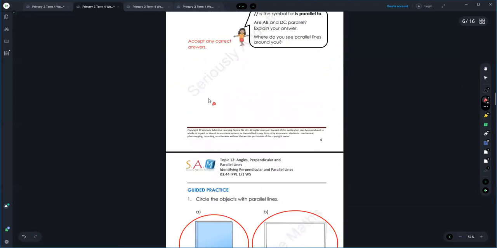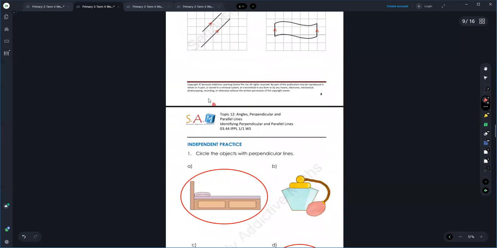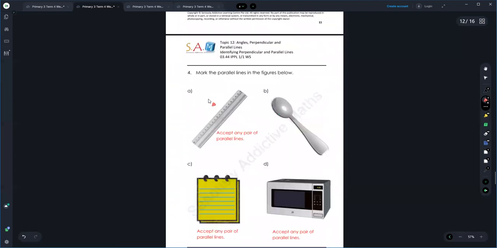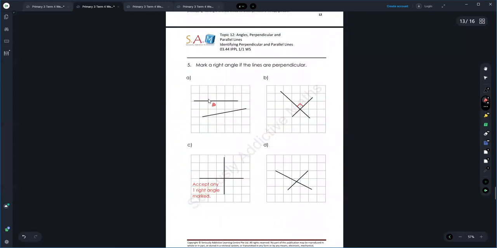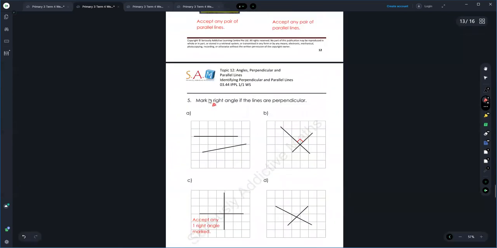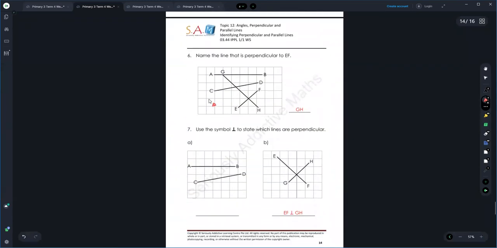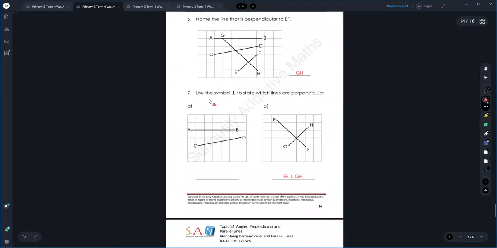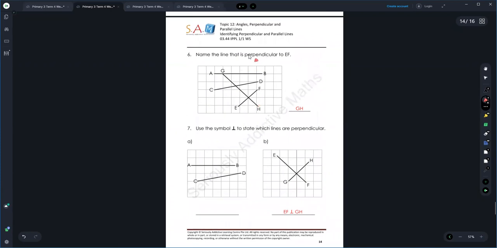Okay, get them to do guided practice. And I think independent practice is quite clear cut. So perhaps, this is a reminder of perpendicular and parallel. But perhaps I would say get them to do 14, because they get to name, and this turns out how well they remember what perpendicular is, right? Which line is perpendicular to EF? Okay, 90 degrees. And then use a symbol to state which lines are parallel to which.